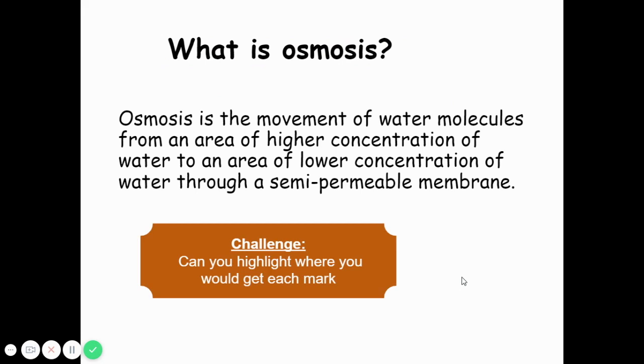I'm going to skip past that. This is a definition that you can now write down in your books, please. Osmosis is the movement of water molecules from an area of higher concentration of water to an area of lower concentration of water through a semi-permeable membrane. And if you were writing that in a GCSE paper, think about which are the most important bits. What would you get marks for if you wrote that brilliant definition in a GCSE paper? So the video could be paused now for you to finish that off.